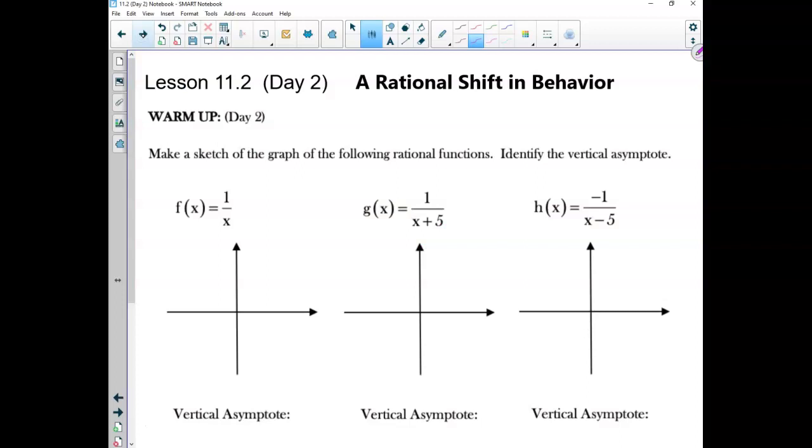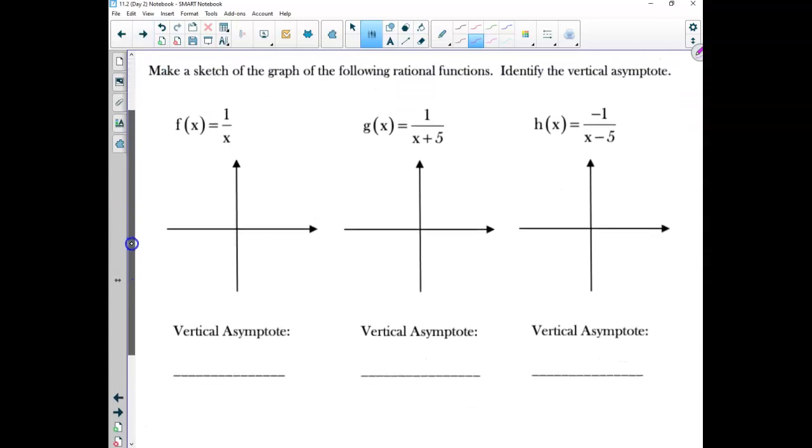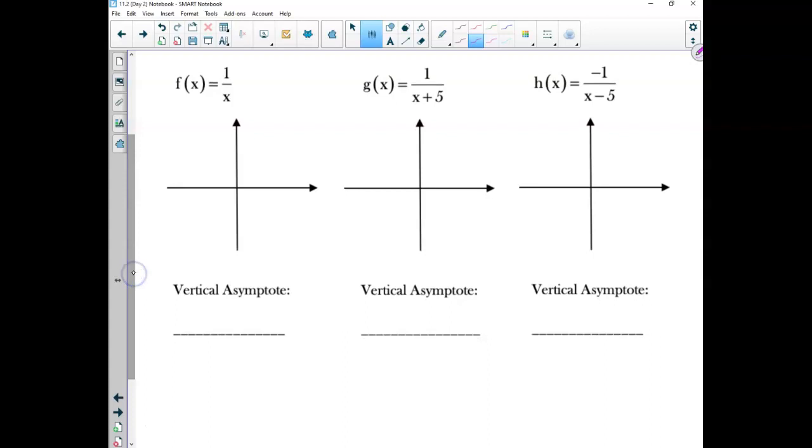We got a rational shift in behavior, our warm-up. We're going to be graphing 2 of these. Well, actually 3 of these. I'll go through the first one with you, and it's really obvious here. Where's my vertical asymptote? It's going to be at x equals 0. And what I'm going to do is graph that vertical asymptote.